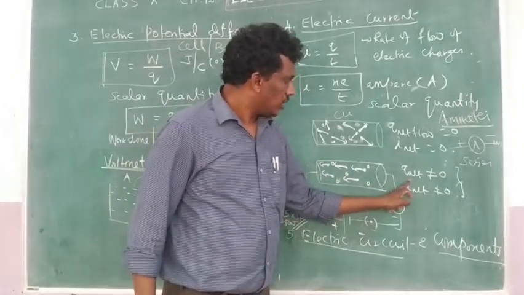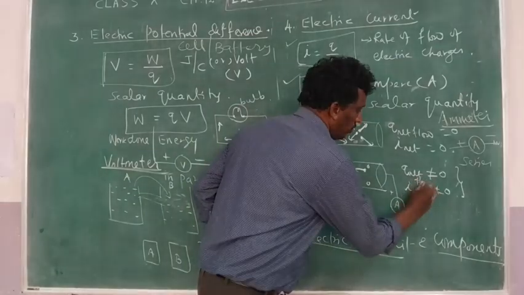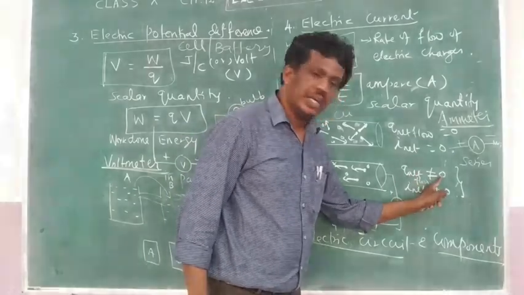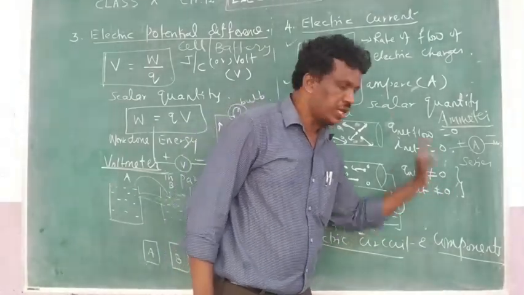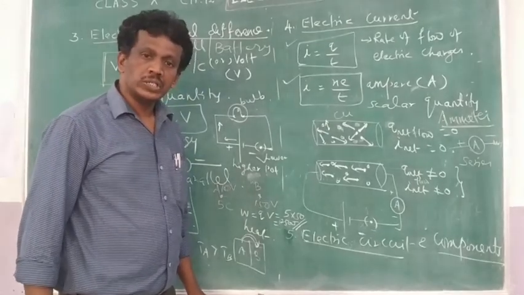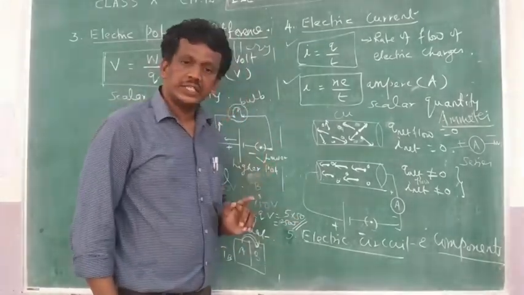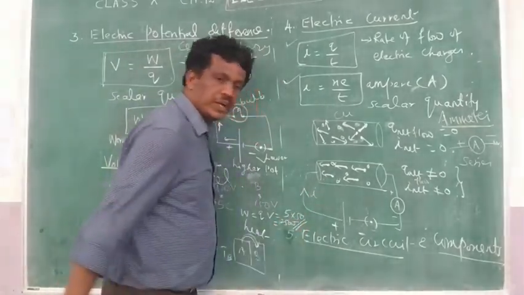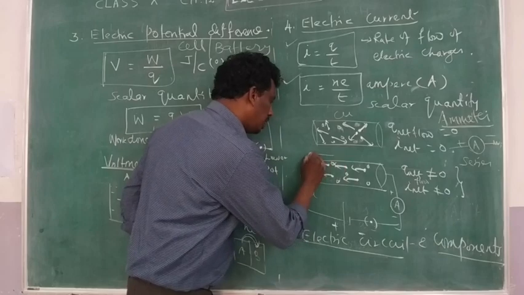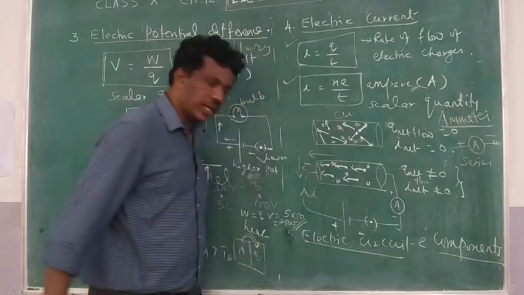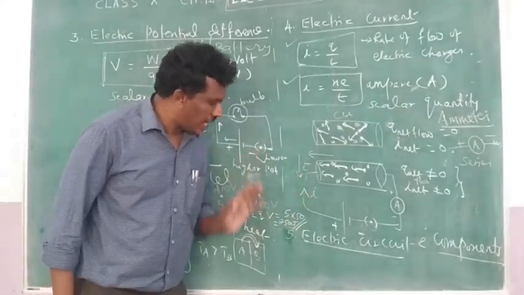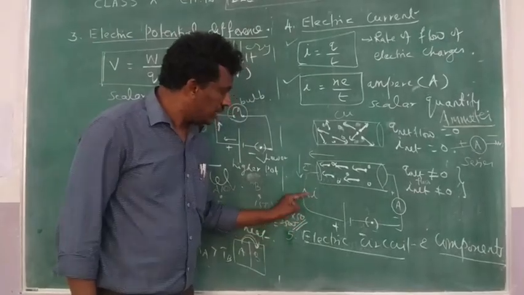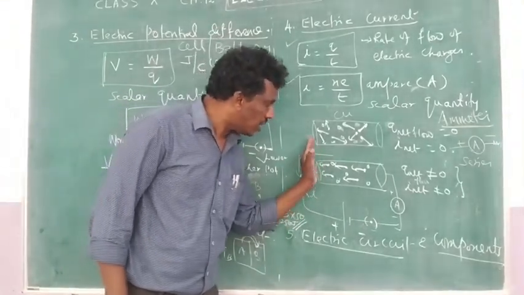Net flow, not equal to zero. It has some value. When the net flow is not equal to zero, definitely the net current is not equal to zero. So then what is the direction of current? It is by convention that this is the direction of current. How are the electrons moving? This is the direction of electron. So the conventional current direction is opposite to the flow of electrons, or along the direction in which positive charges would move.